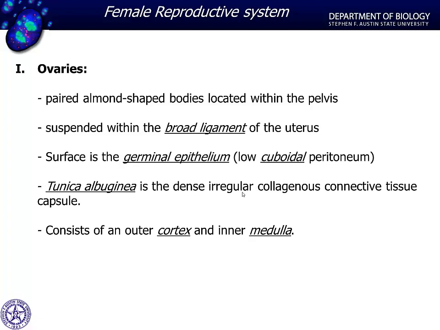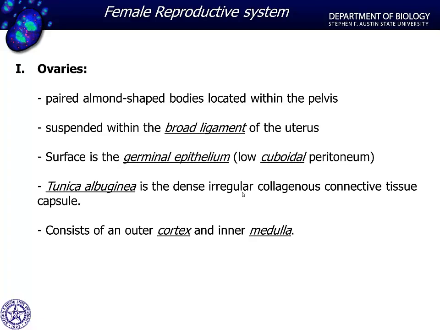So we begin with the ovaries. Now, these are paired structures located in the lower pelvis, and they are suspended from the uterus via the broad ligament. Now, this broad ligament is going to interconnect the ovaries with the uterus in this abdominal cavity.